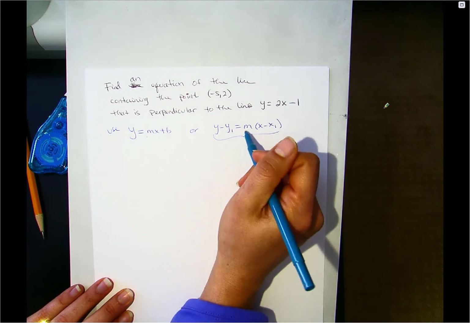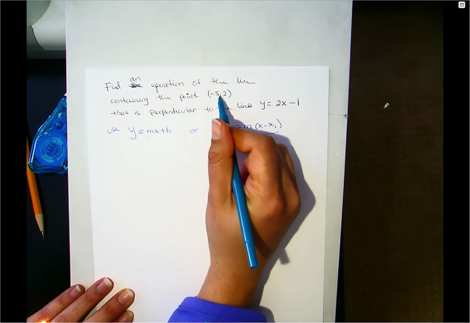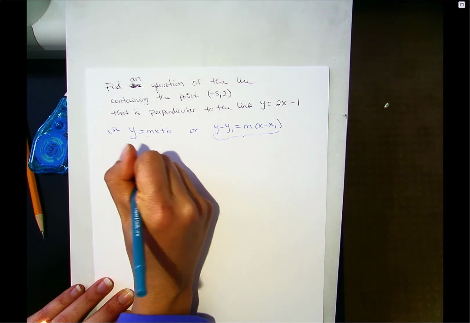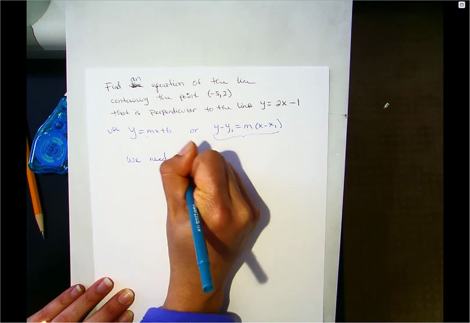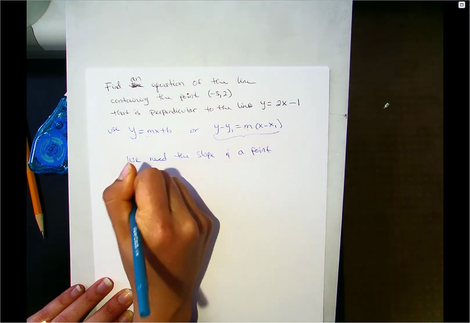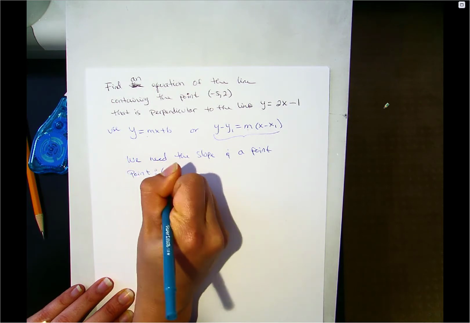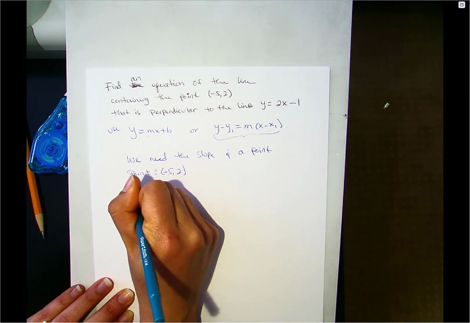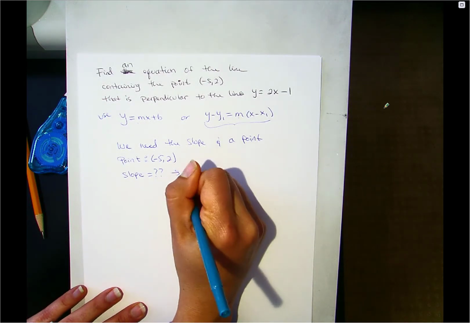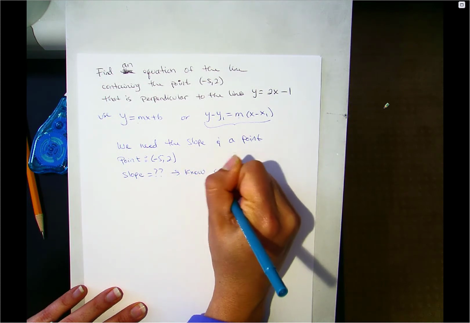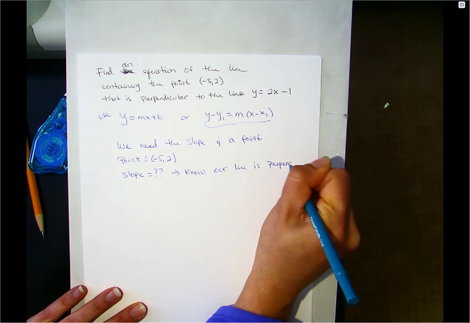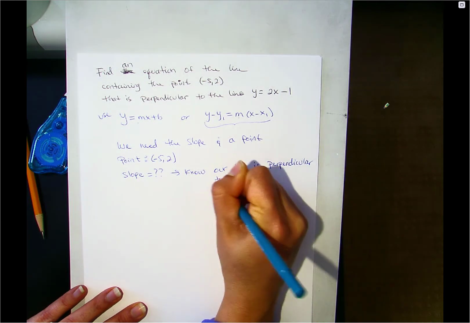So to find the equation of any line, we need the slope and a point. I have a point, I need the slope. So we need the slope and a point. We have the point. The point is negative 5, 2. And how do we find the slope? We don't have it, but I do know that our line is perpendicular to this other line.